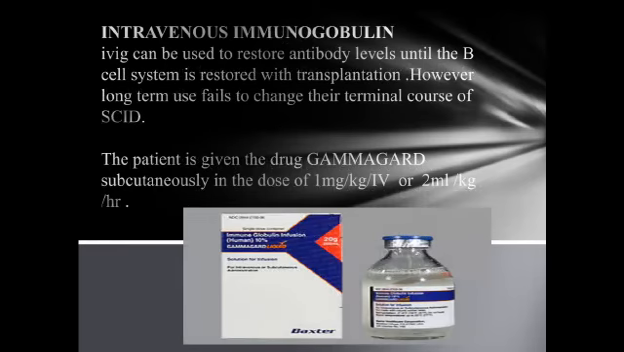After this, give intravenous immunoglobulin so that antibody levels are restored until the B cell system is restored with transplantation. However, long-term use will change the terminal course of SCID. The patient is given the drug Gamacort subcutaneously in a dose of 1 milligram per kilogram IV or 2 ml per kilogram per hour.